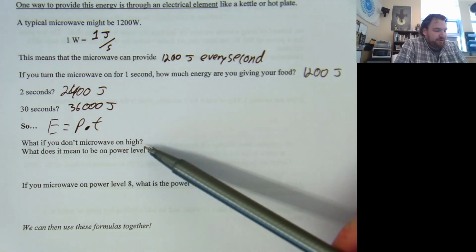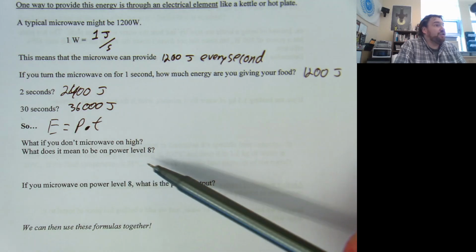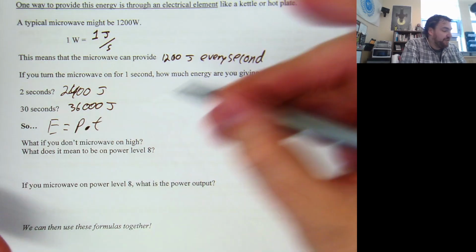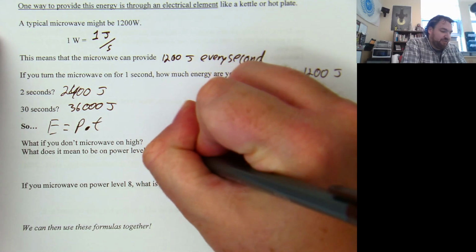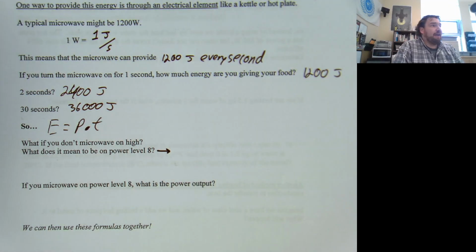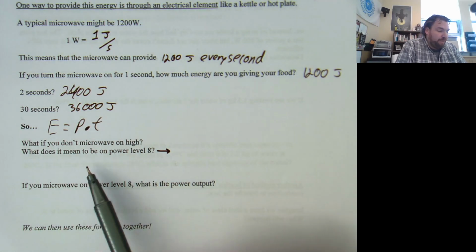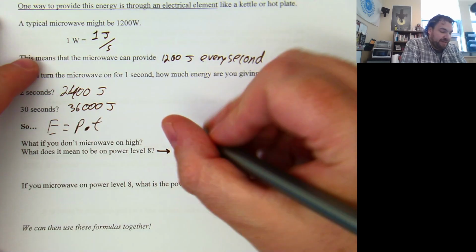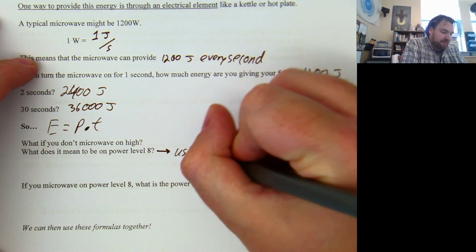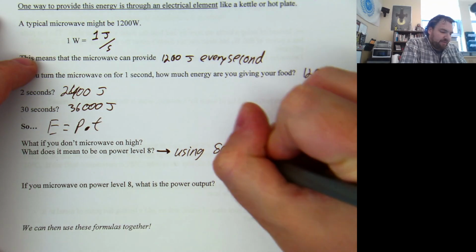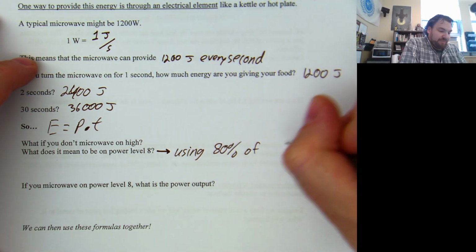If you don't microwave on high, and you decide you wanted to use one of the lower power levels, what these power levels mean is, generally there's only 10 levels. Every level represents 10% of the available power. If you put the thing on power level 8, what this means is you're using 80% of the total power.